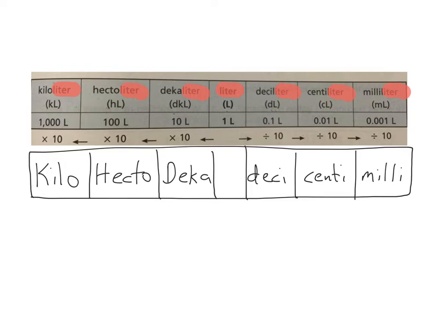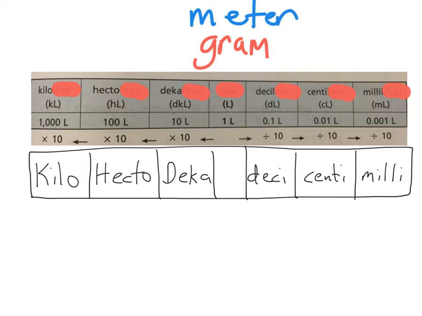This will be the same tomorrow if we put in the word gram. We can have kilogram, hectogram, decagram, gram, decigram, centigram, and milligram. We can also have meter. So this scale we're going to learn today applies to all three. You've heard of a kilometer before, a centimeter, a millimeter, and a meter. All three of these systems work together. How do they work?